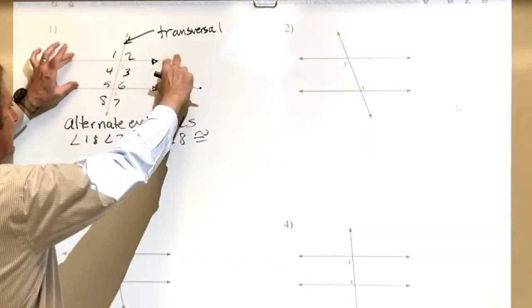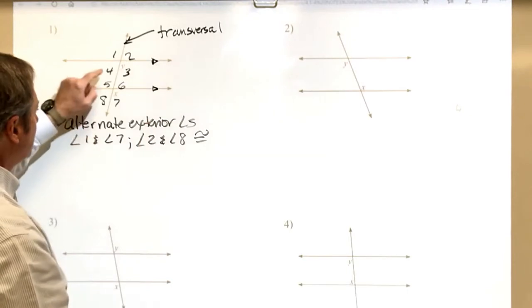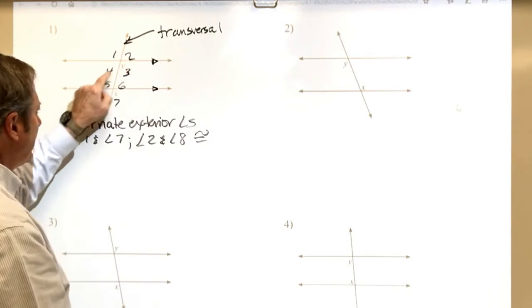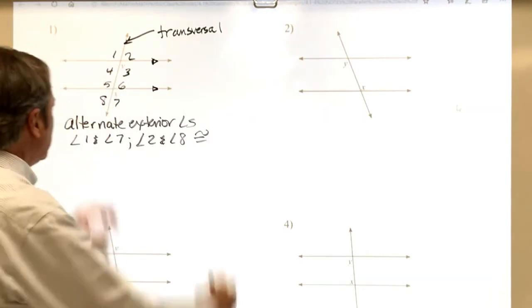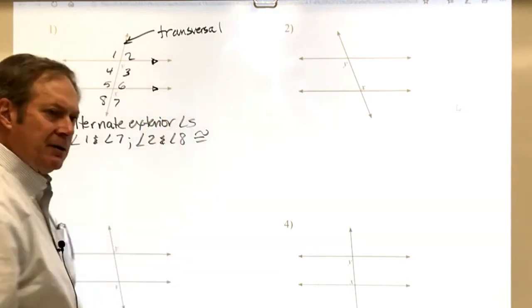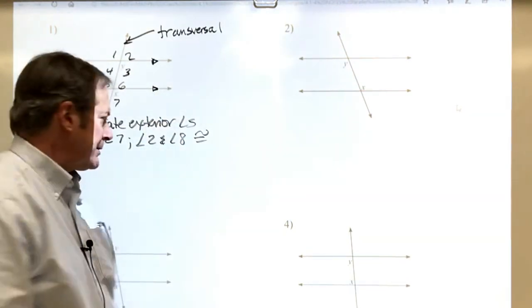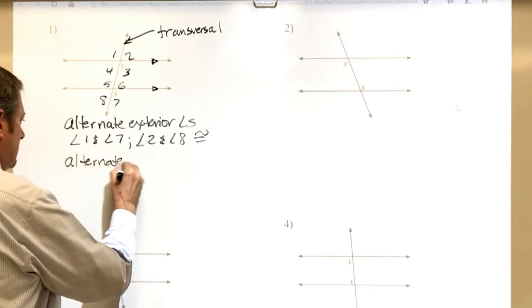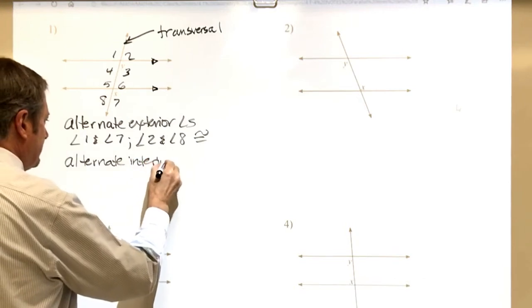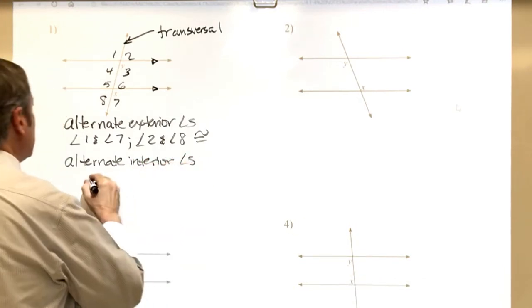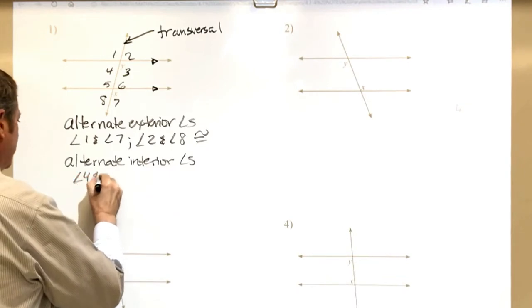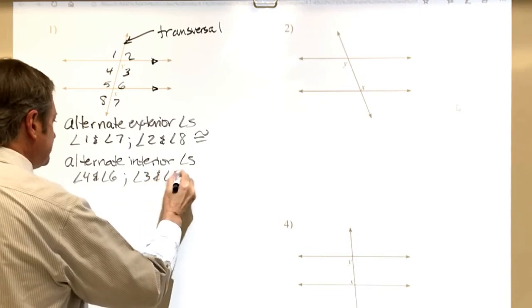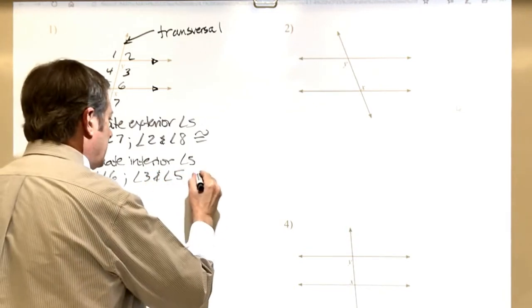Now, notice between the parallel lines we have 4 and 6 and 3 and 5, which are also alternating across the transversal. But they're on the inside, so we call those alternate interior angles. So the alternate interior angles are angles 4 and 6 and angles 3 and 5. And they are congruent.